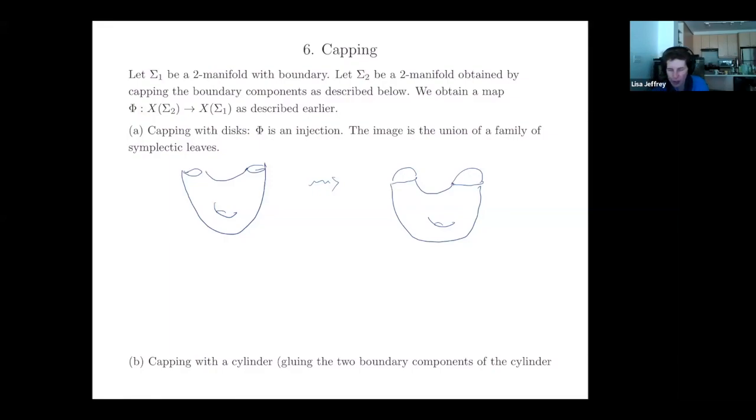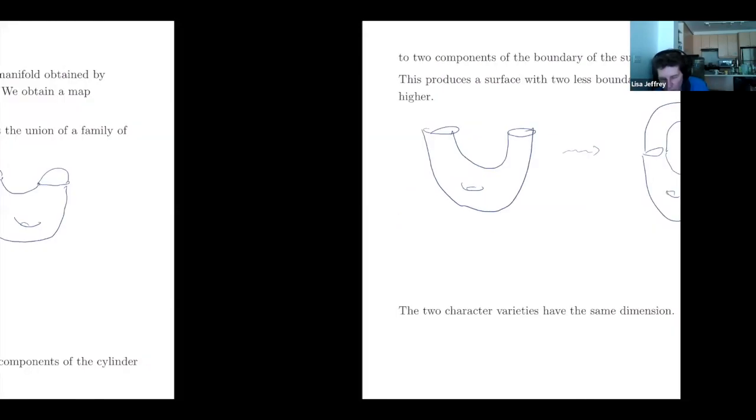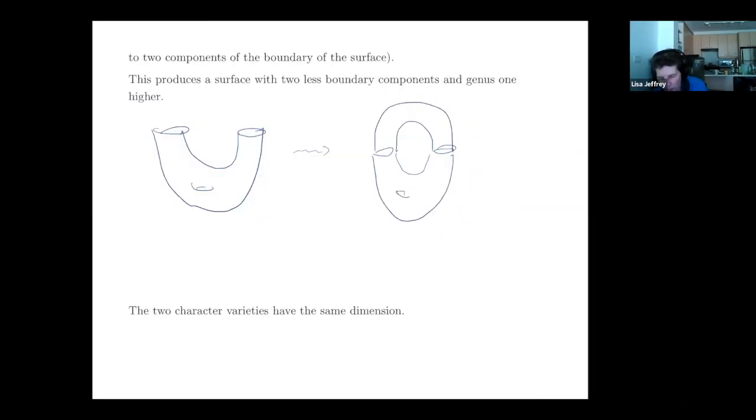So in the first case, you would have capping with disks. You have two boundary components here, for example, and you cap each of them with a disk. We could also cap this surface with a cylinder, gluing the two boundary components of the cylinder to two boundary components of the surface, like so. This produces a surface with two fewer boundary components, and the genus is greater by 1. These two character varieties have the same dimension.